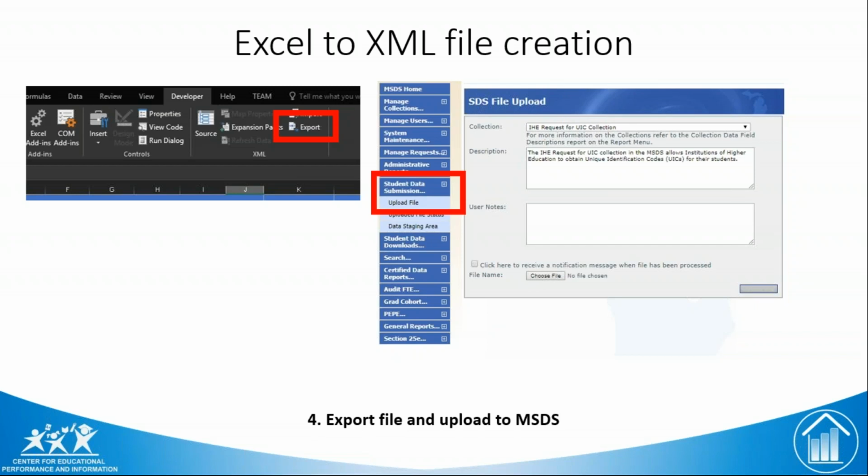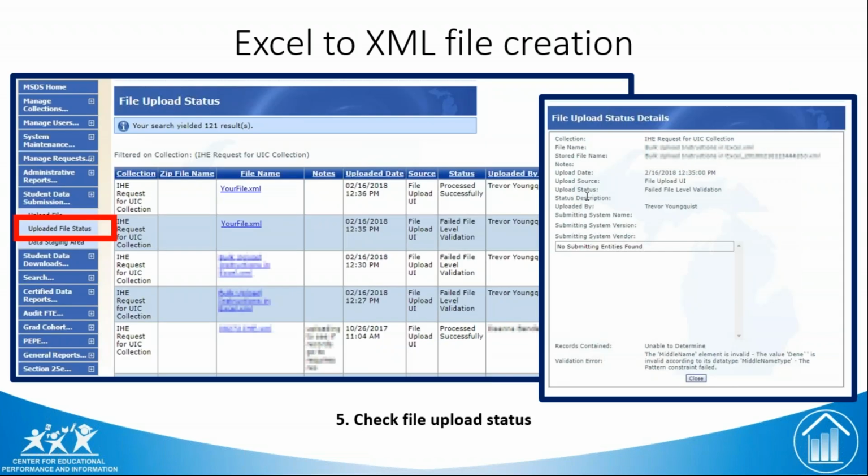So from the MSDS, you would upload that file into the IHE request for UIC collection, and that would get shot right to your student or to your data staging area if it was successful. If not, if you're impatient like I am, you can watch it get uploaded. So underneath that upload file, there's uploaded file status. This is also true for the STARR collection. You can watch the upload status, and you have to keep reloading the page. However you do that, I right mouse click and click reload. That's how it goes in Chrome, but you wait for it to either fail or process successfully.